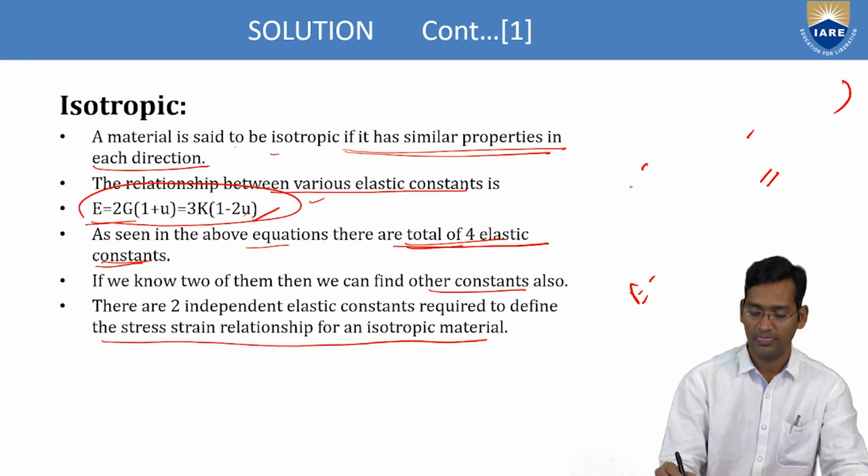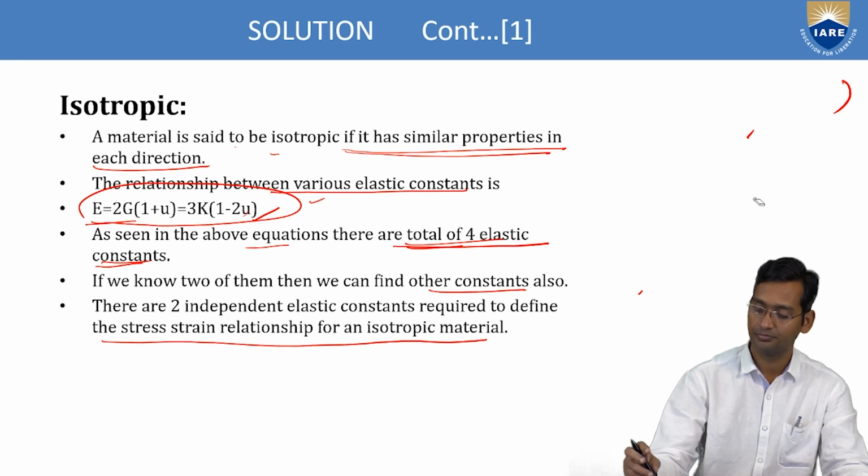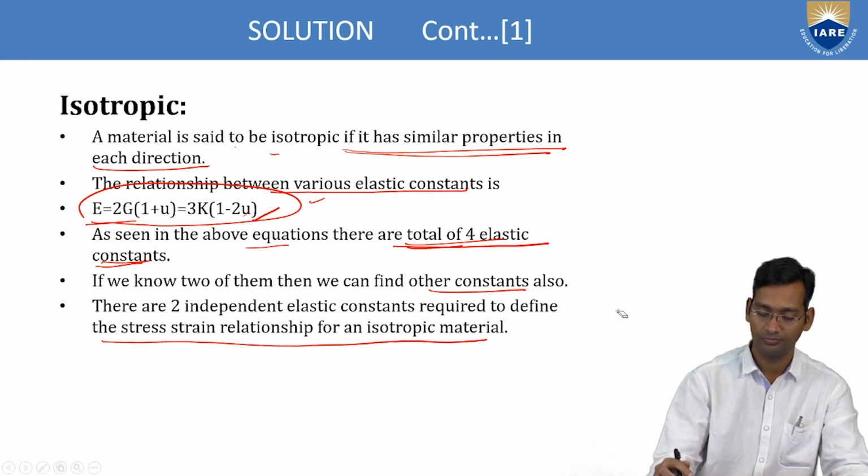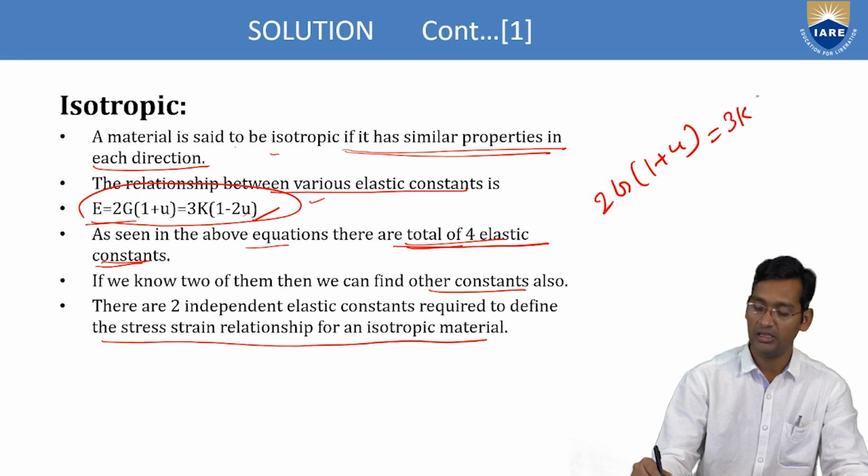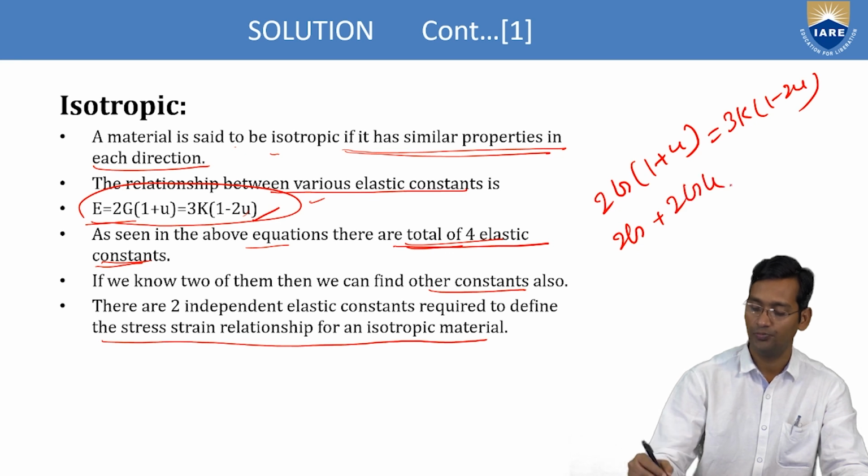Right, so let's see here. Just expand this, because these two are equal. So 2G into (1 plus u) is equal to 3K into (1 minus 2u). Let's multiply 2G into 1. So 2G plus 2Gu is equal to 3K minus 6Ku. Just keep this to the side.